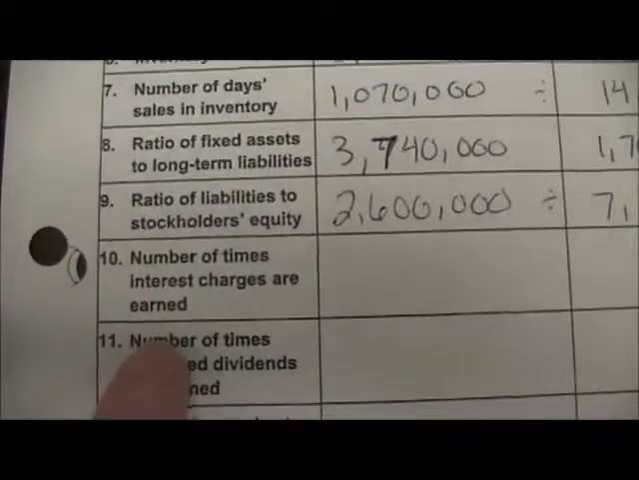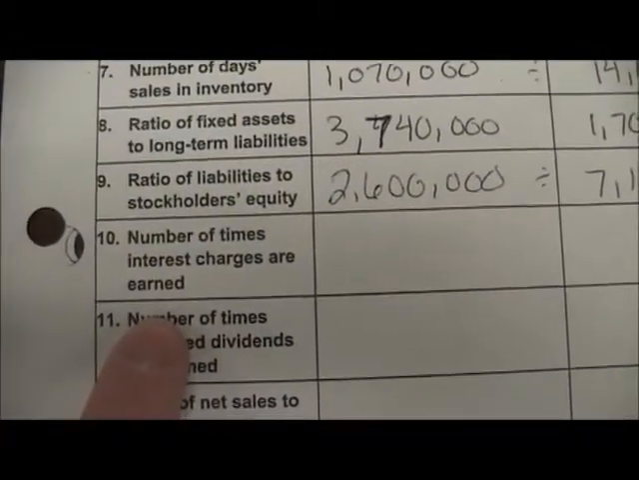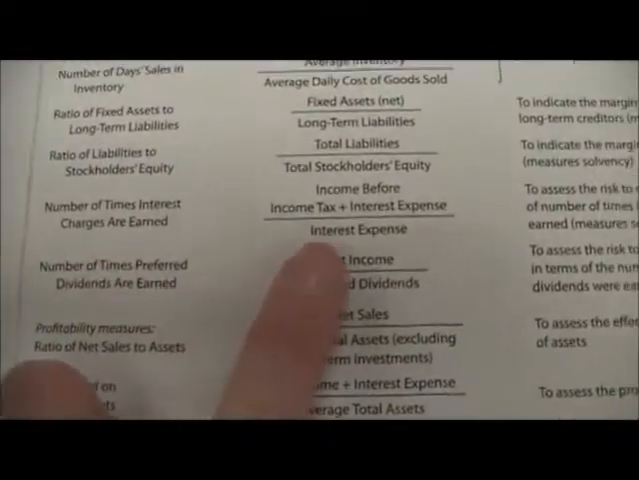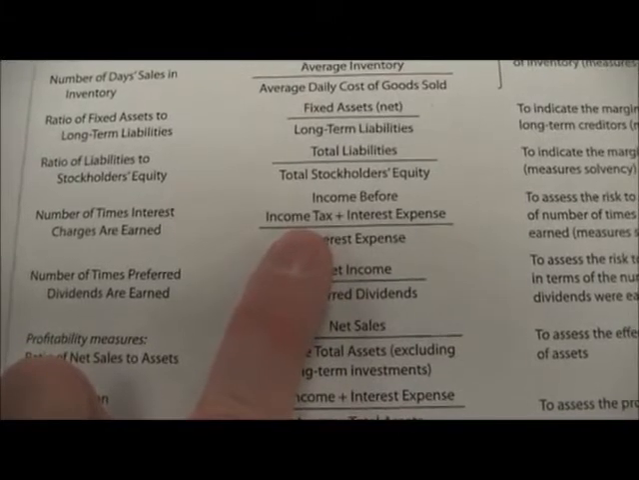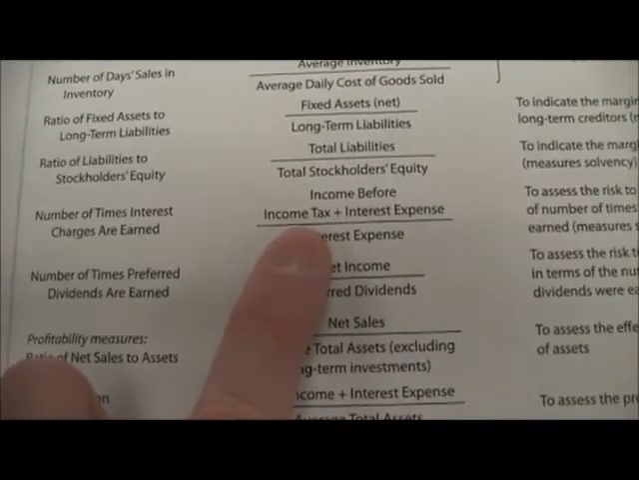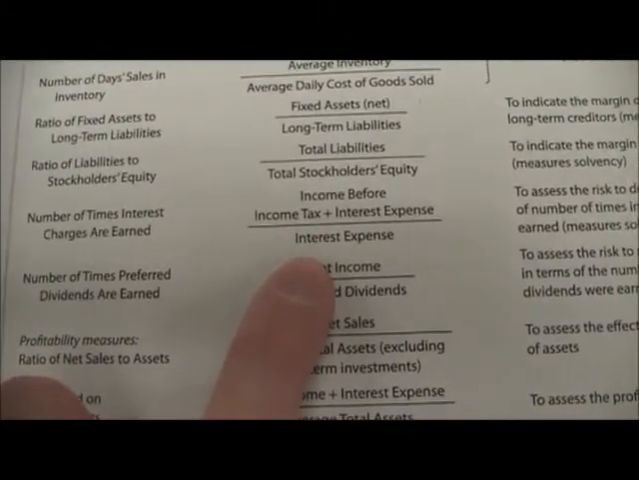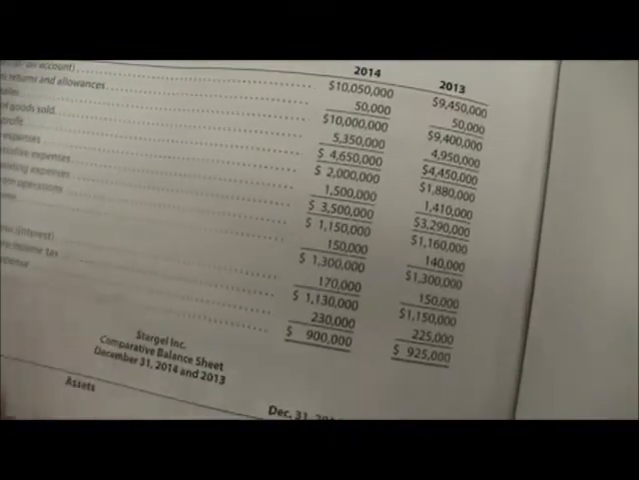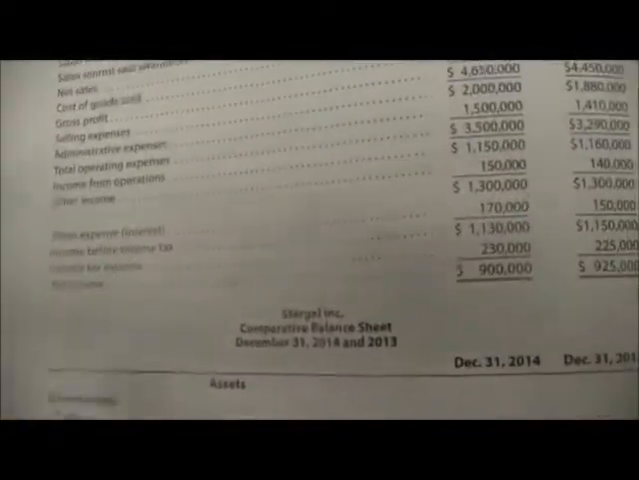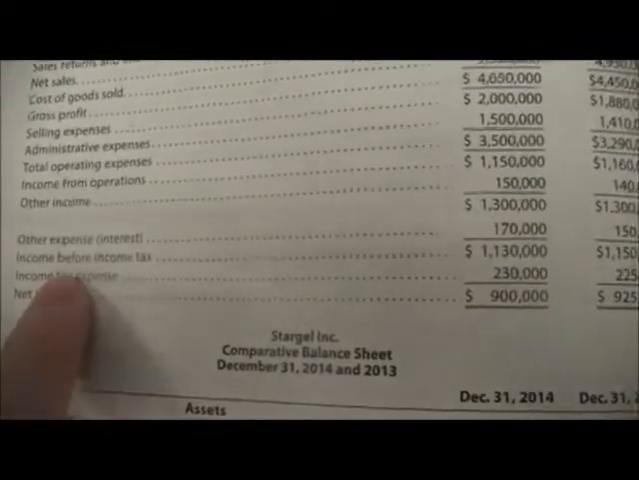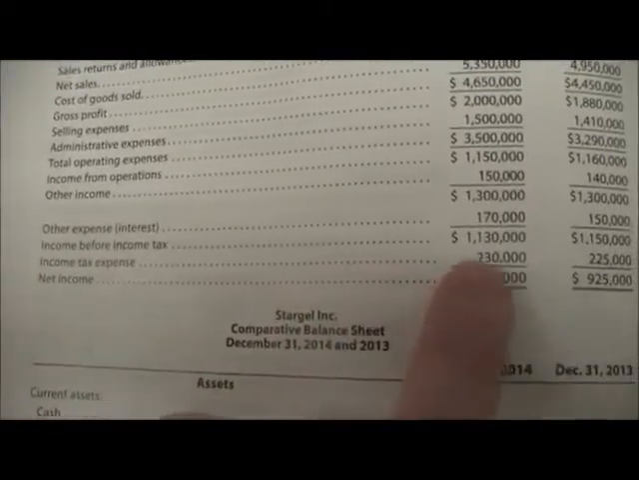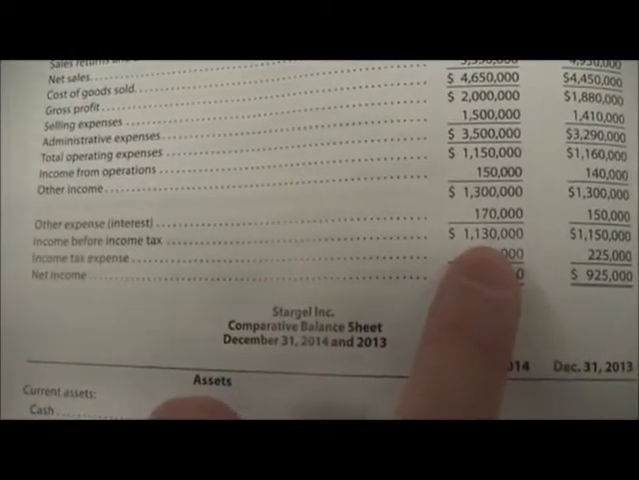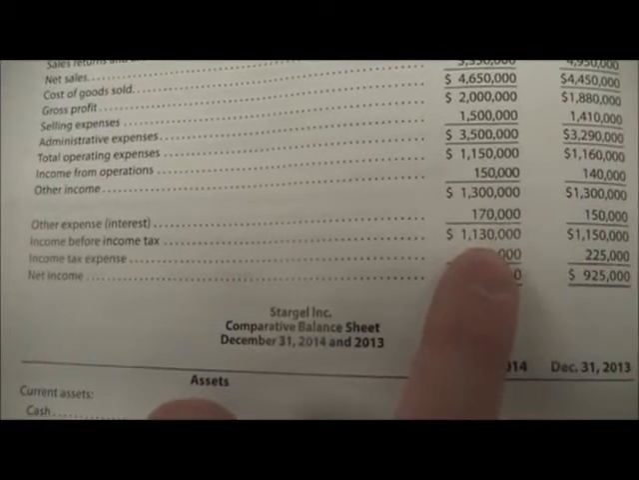Okay, number 10, number of times interest charges are earned. This gives us our income before tax plus our interest expense divided by our interest expense. So our income before taxes, we're going to go to our income statement. Income before taxes was $1,130,000.